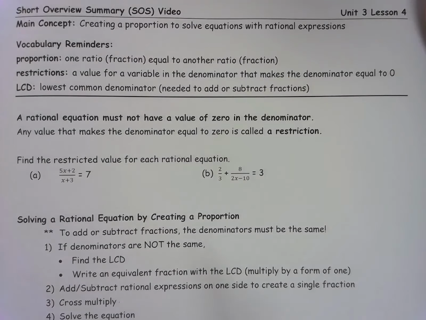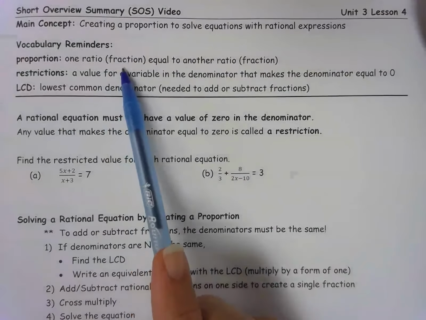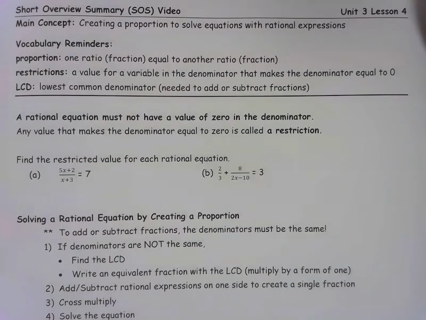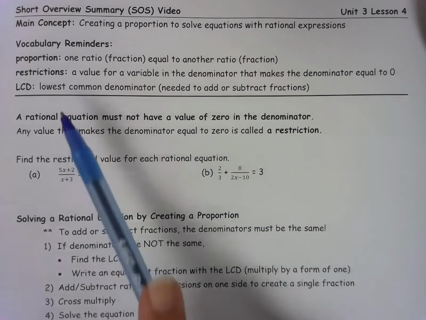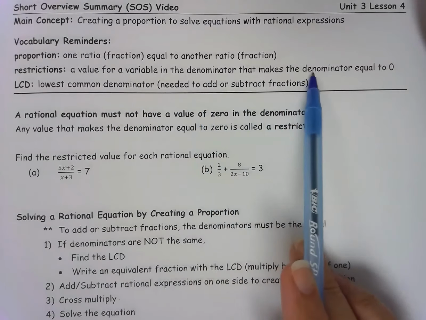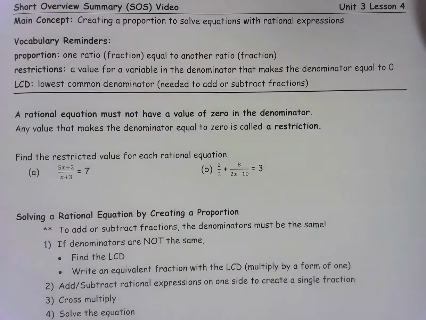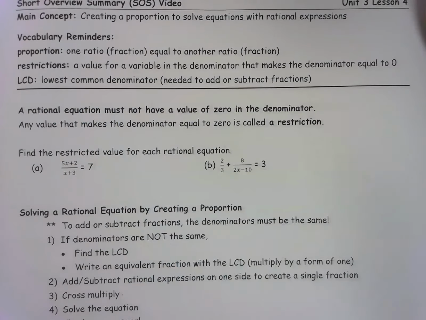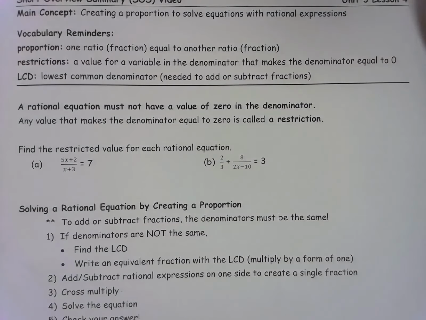So our vocabulary reminders: a proportion is when one ratio or fraction is equal to another ratio or fraction. No other fractions or other math symbols are involved. Restrictions are when we talk about a value for a variable in the denominator that makes the denominator equal to 0. Remember, if something is divided by 0, it is undefined, and we cannot have an undefined fraction. So we look at the restrictions. What values would make it undefined? And finally, LCD stands for lowest common denominator, and we're going to need that to add or subtract fractions.